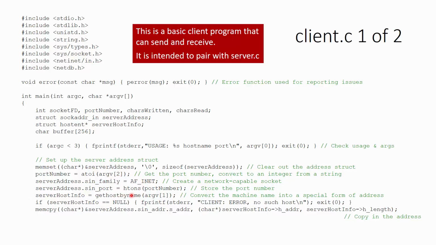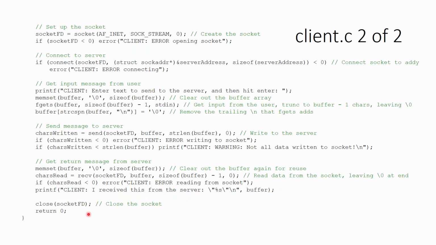Use the gethostbyname function to convert this argument from the user into the actual target that we're going to. Then do some error checking. If everything came out okay, then load up that address into our server address struct.